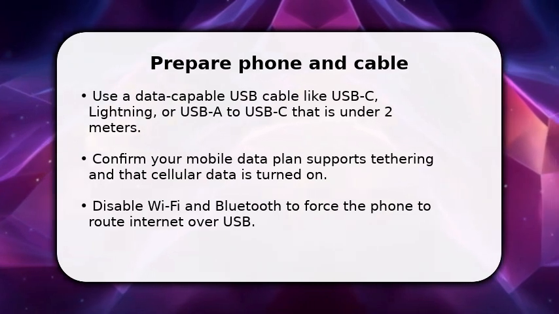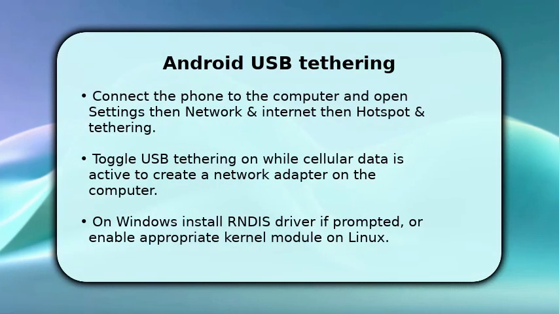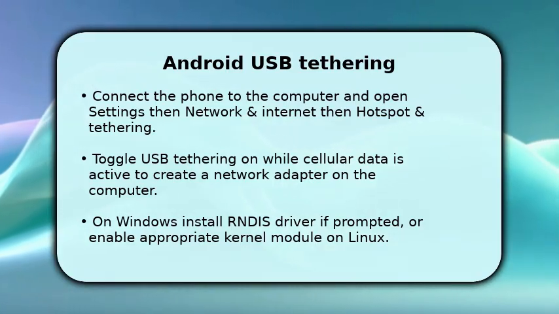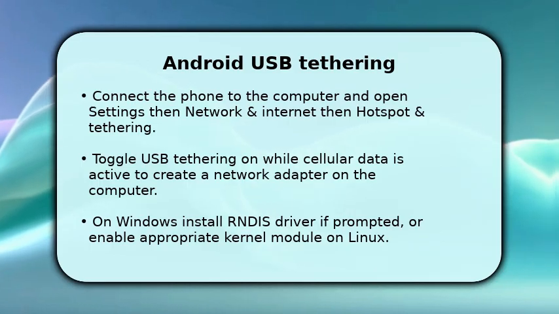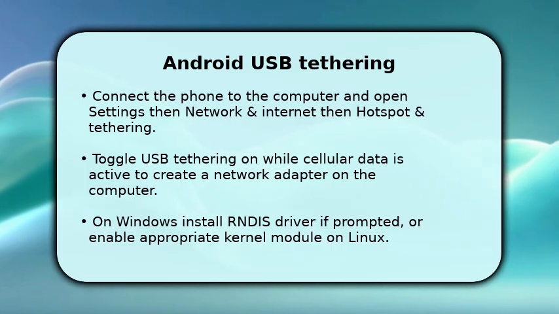Connect the phone to the computer and open settings, then network and internet, then hotspot and tethering. Make sure cellular data is active before you enable tethering to avoid connection issues. Toggle USB tethering on while the phone is connected. The computer will detect a new network adapter.